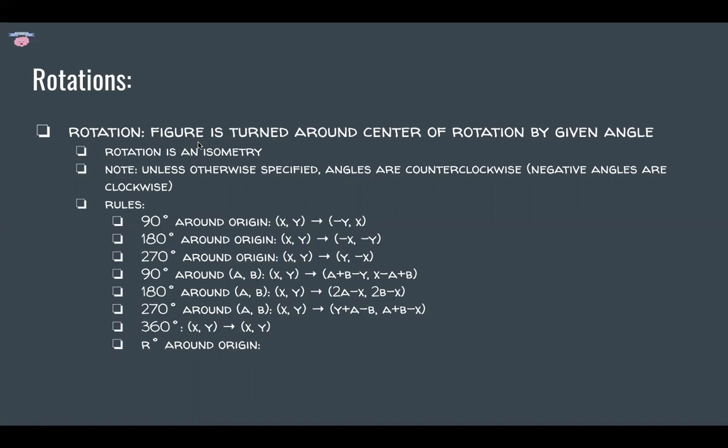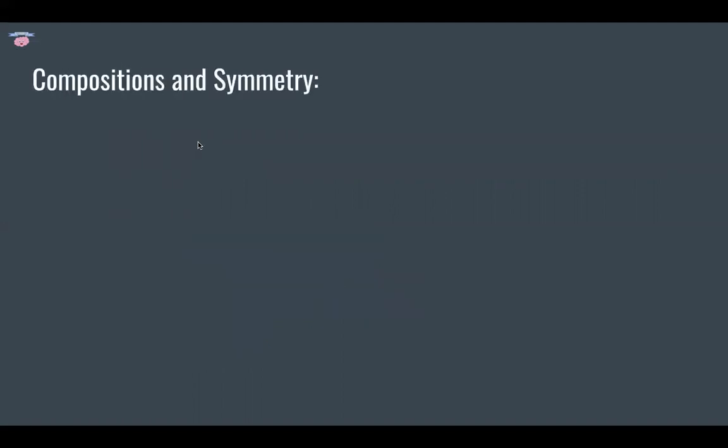But if you're familiar with trigonometry and you think you'll be able to do it, I suggest you look it up and take it down in your notes. It involves cosine and sine. Similarly, r degrees around (a, b) is even more complicated, of course. So, some more stuff about transformations.